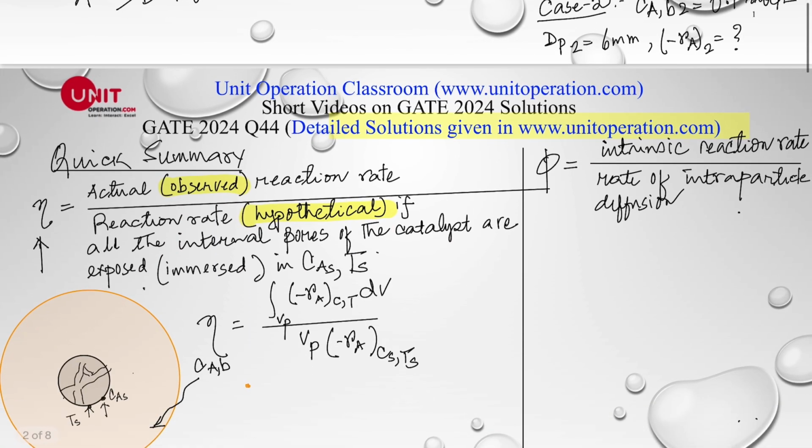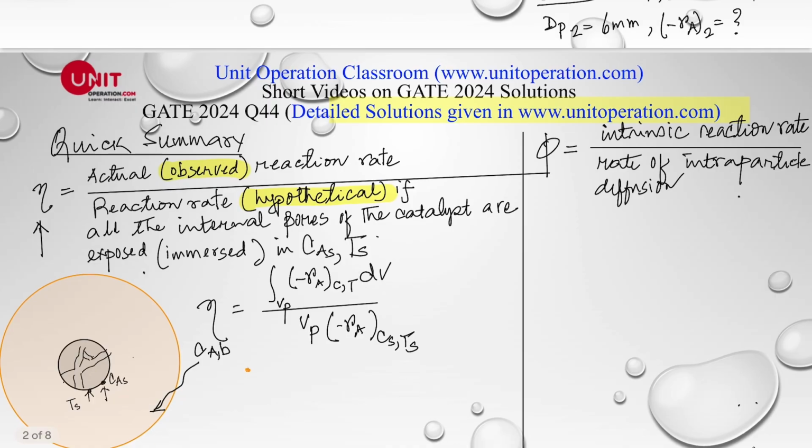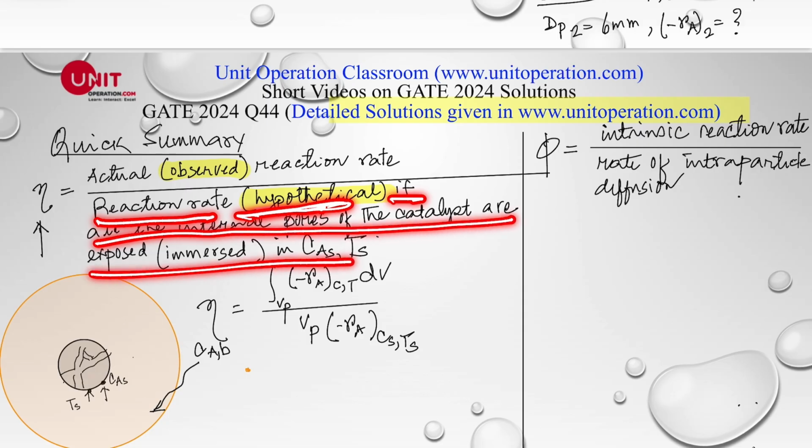Now before that, let's go to a very quick summary. The very first one is what we call the effectiveness factor, eta. That is normally defined as the actual or observed reaction rate divided by the reaction rate, which is hypothetical, if all the internal pores of the catalyst are exposed to Cs and Ts.